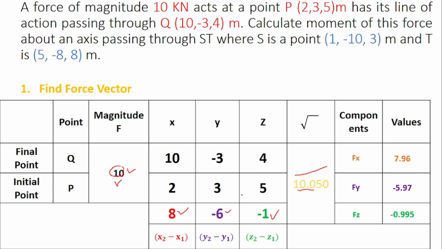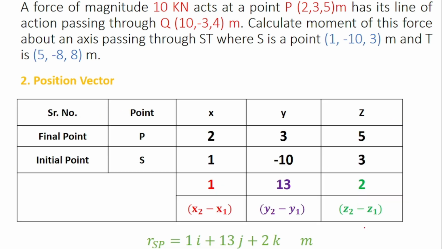So now we'll represent this force in vector form as 7.96 i minus 5.97 j minus 0.995 k. So this is the vector form of the given force. Now we'll find out the position vector. For that, we know that this is the given force, P and Q points. This is the given line, S and T.